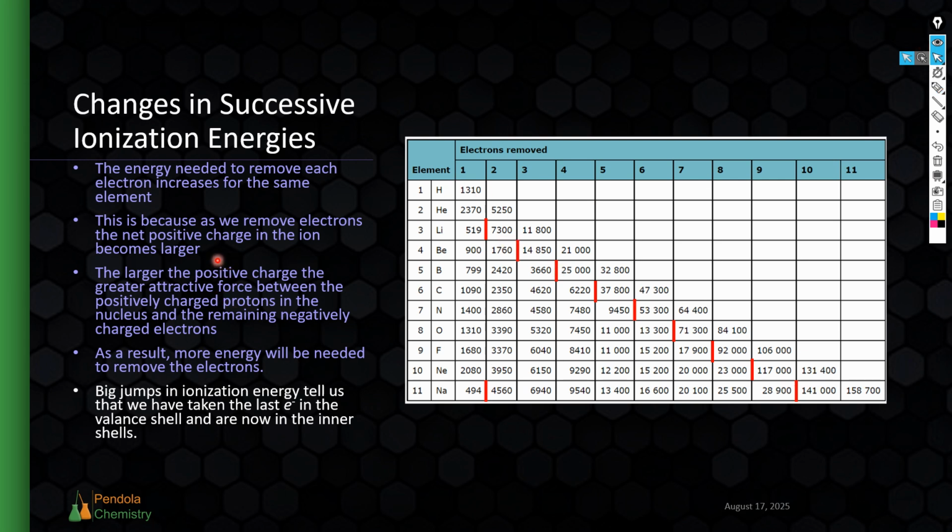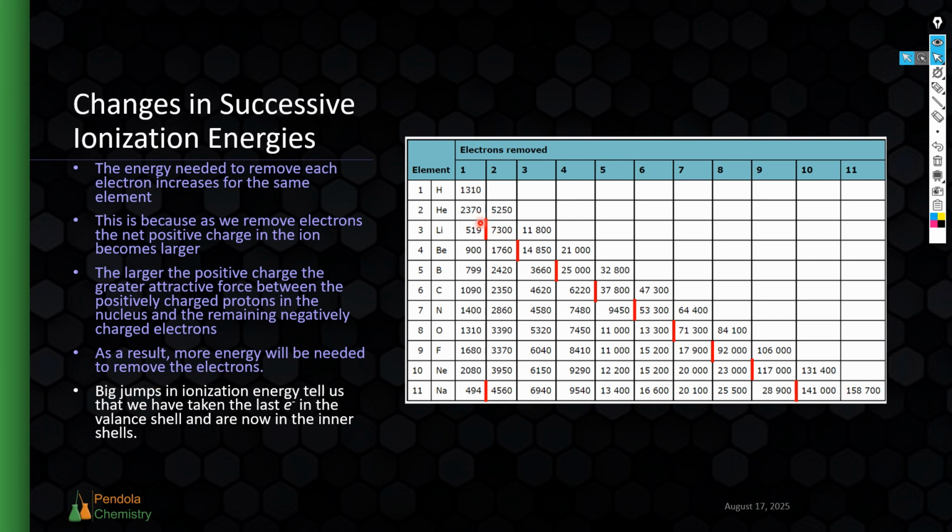This can be seen here. We can see that there are big jumps in ionization energy whenever we remove a layer of electrons. The larger the positive charge, the greater the attractive force is for the electrons, and the fewer electrons we have, the less repulsion we get. As a result, the more energy we need to remove the electrons.